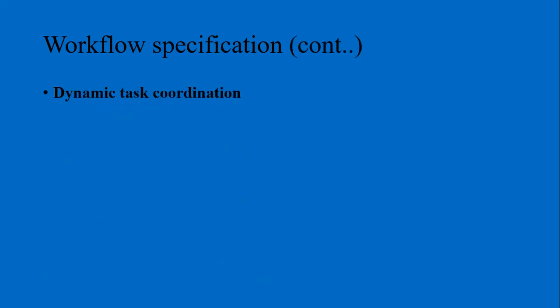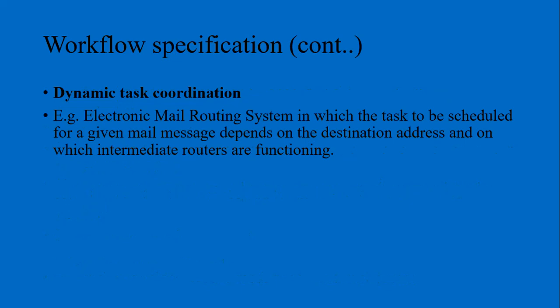Dynamic task coordination. An example for this is electronic mail routing. The next task to be scheduled for a given mail message depends on what the destination address is. That is, to how many mailer systems the mail needs to be forwarded further, and which intermediate routers are functioning in between them.